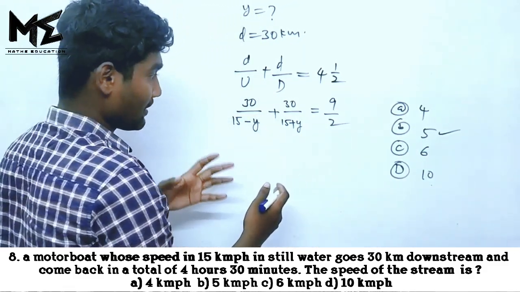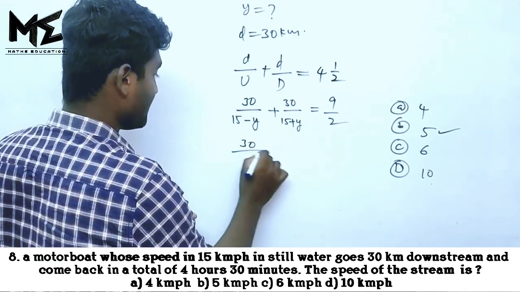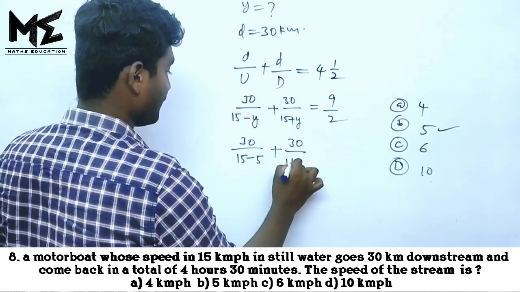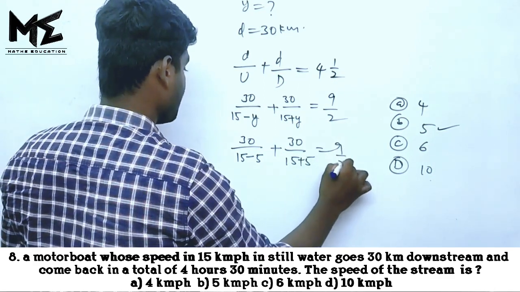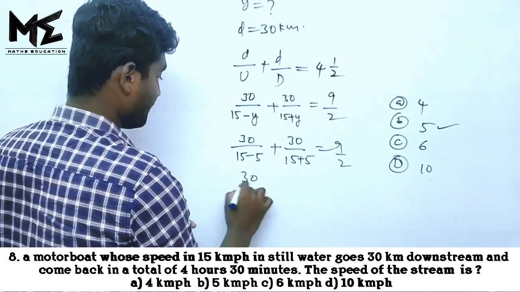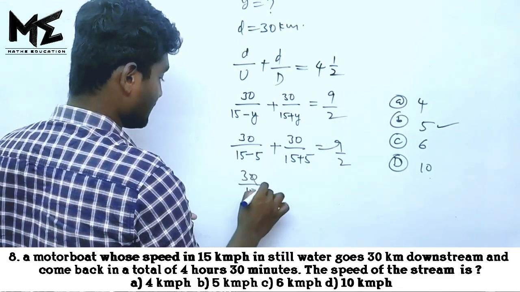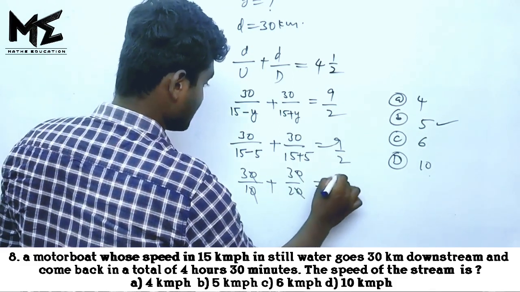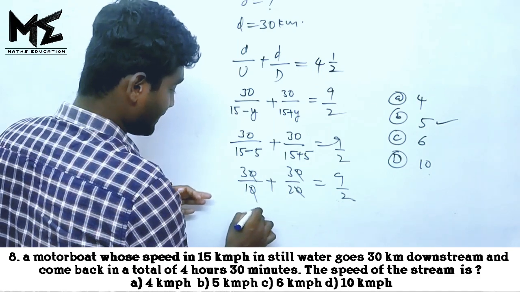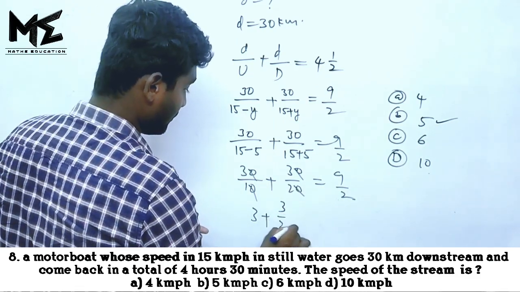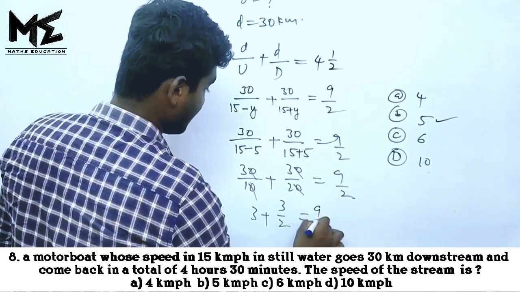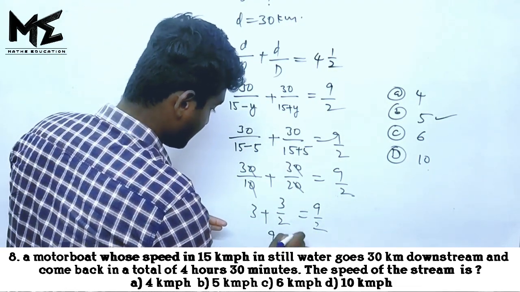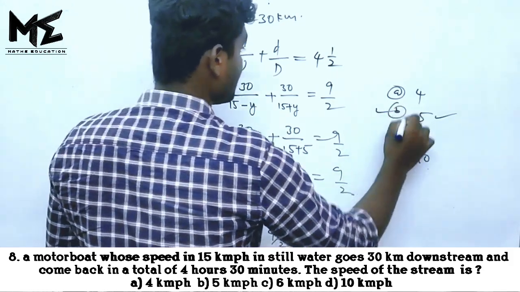Just checking this. 30 by (15 minus 5) plus 30 by (15 plus 5), which is equal to 9 by 2. 30 by 15 minus 5 is 10, 0 0 get cancelled, plus 30 by 20, 0 0 get cancelled, which is equal to 9 by 2. See, 3 by 1 is 3 plus 3 by 2, which is equal to 9 by 2. 3 2s are 6, 6 plus 3 is 9, 9 by 2 equals 9 by 2. So our option B is correct.